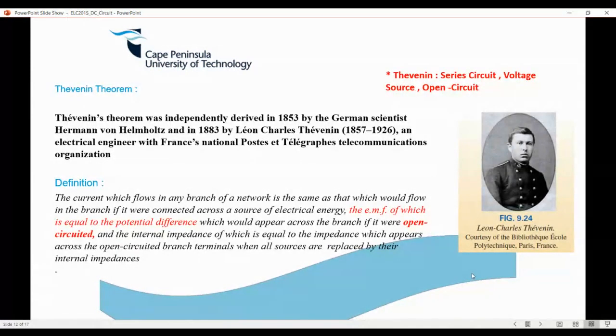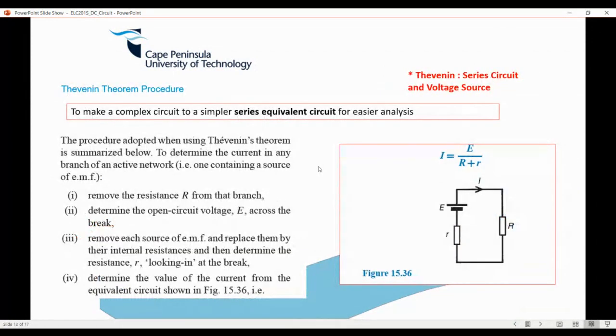One is the Thevenin theorem, which talks about a series circuit. If you look on the right here, a voltage source and open circuit, you'll get the idea. It was developed by a scientist, I think Thevenin is probably French, I may not have pronounced it right. I'm not going to read the definition to you because I don't think you'll remember it. The idea is this.